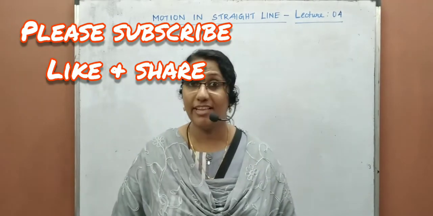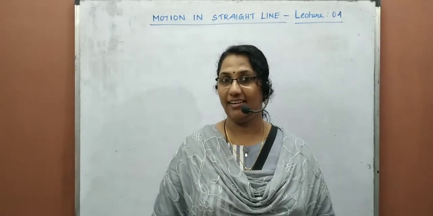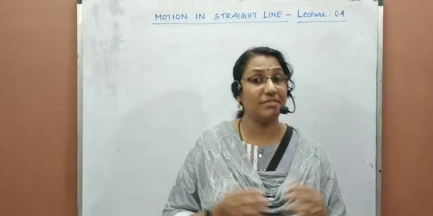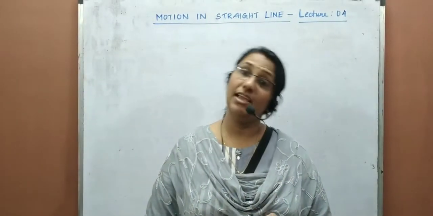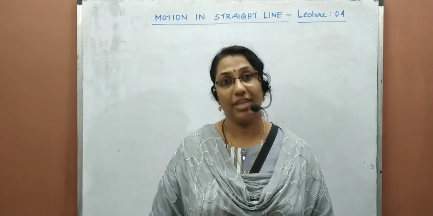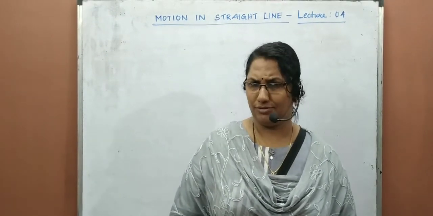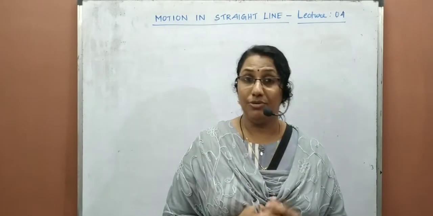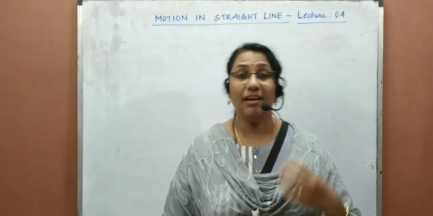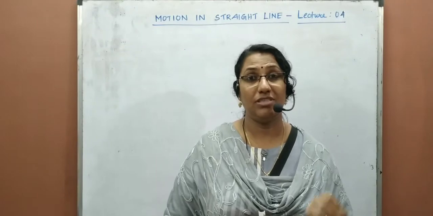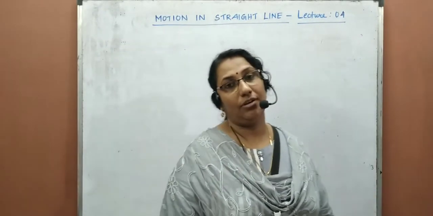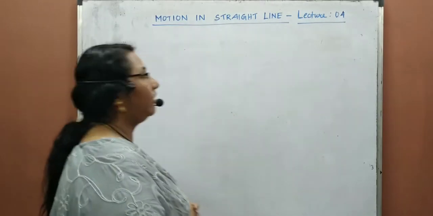This is our fourth lecture of motion in a straight line. In the previous lecture, we were discussing the equations related to average speed and average velocity. Hoping all of you went through those videos and have studied it very well. You know how to take the average speed and average velocity in various cases. And today, we are going to do one or two numericals related to it.